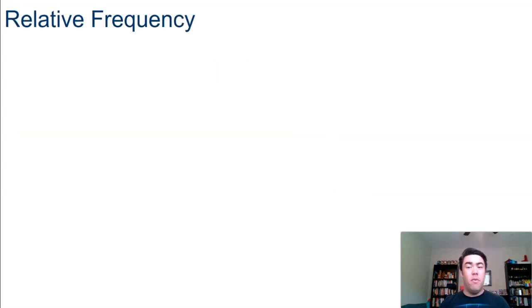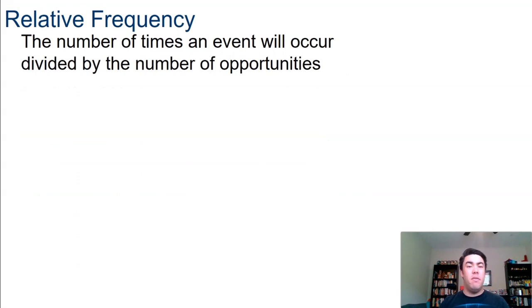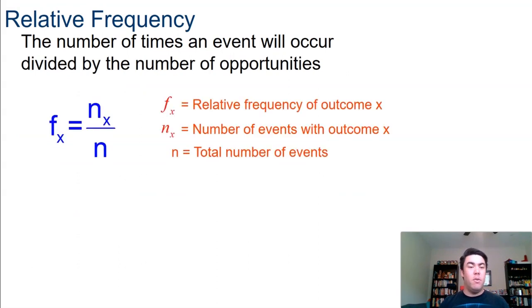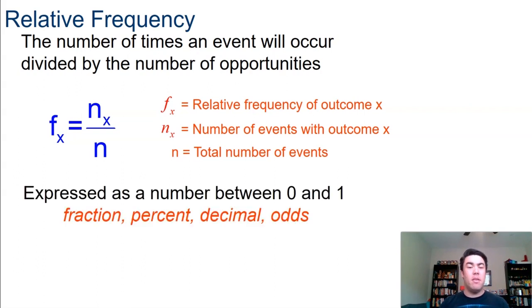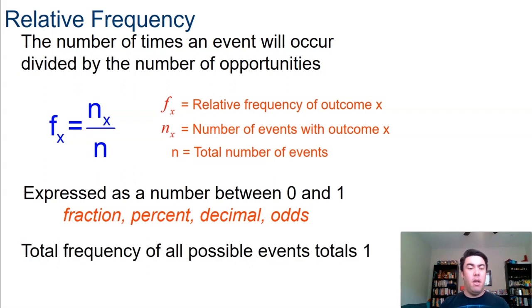Now let's talk about relative frequency, which is the number of times an event will occur divided by the number of opportunities. So frequency equals n sub x over n, where n sub x is the number of events with an outcome and n is the total number of events. It's expressed as a number between 0 and 1, and the total frequency of all possible events equals 1.